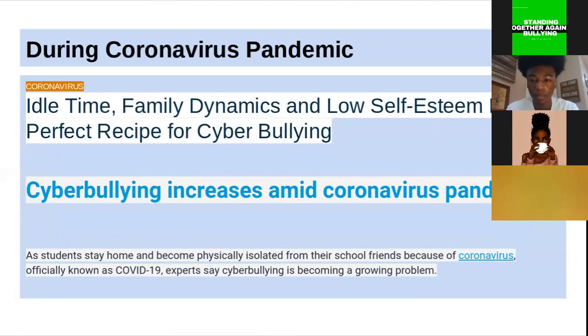Idle time, family dynamics, and low self-esteem make a perfect recipe for cyberbullying. Cyberbullying increases amid coronavirus pandemic. As students stay home and become physically isolated from their school friends because of coronavirus, officially known as COVID-19, experts say cyberbullying is becoming a growing problem.